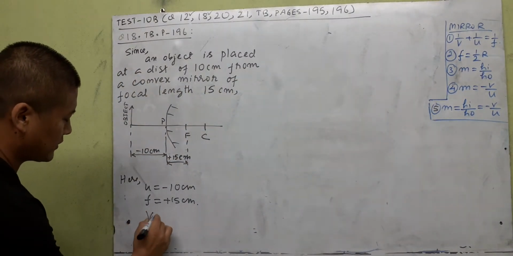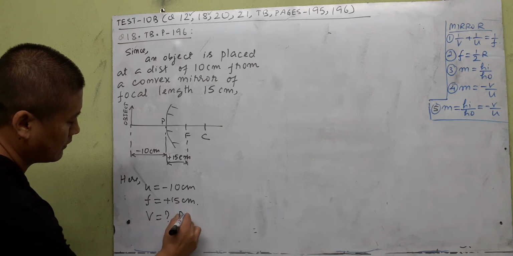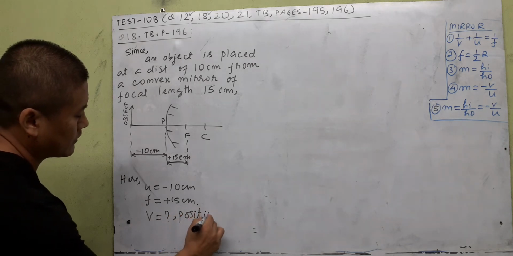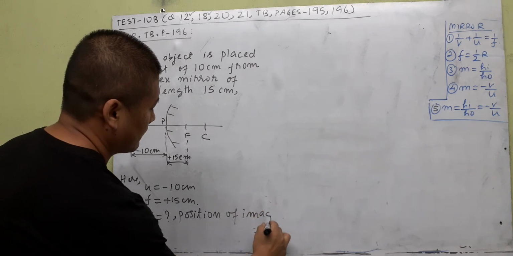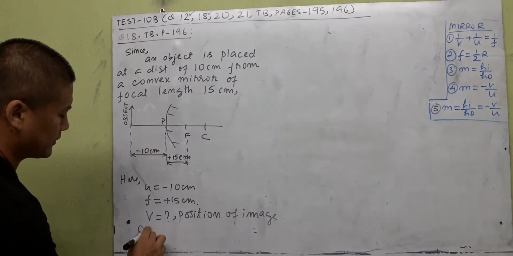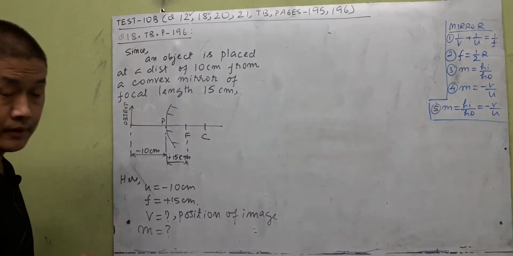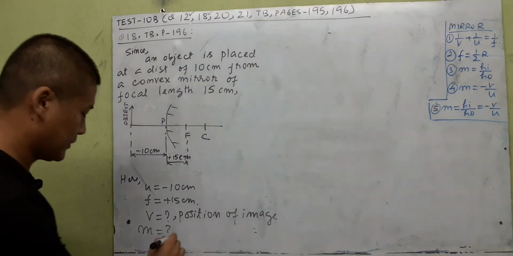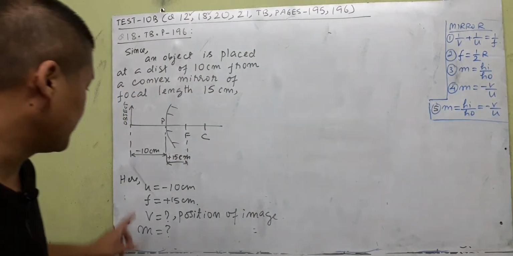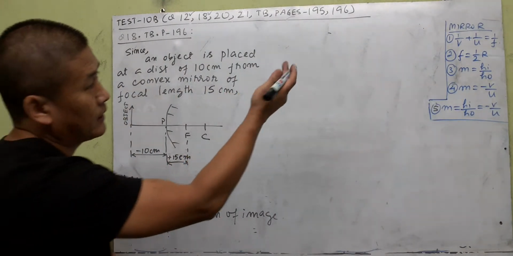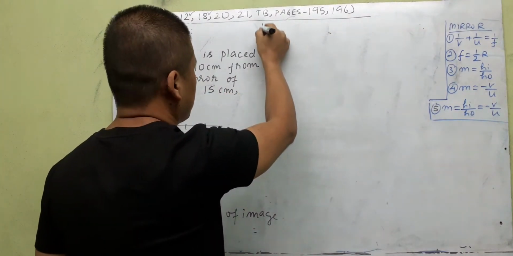So position of image means V, question mark. Let's just use the language of the text. Position of image. And as yesterday we have already discussed, nature is, the best way to find nature is M. So let's keep it like that. Now let us start. U and F are there, so easily we can get V by using the first formula. So let us do that.